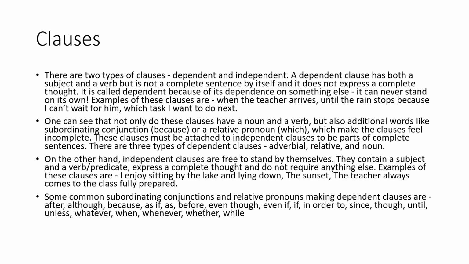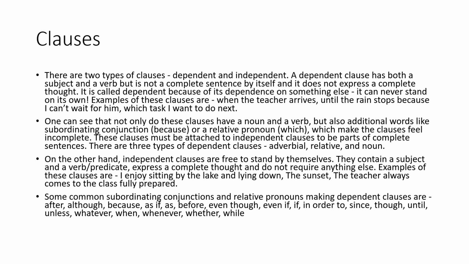Clauses: there are two types, dependent and independent clauses. A dependent clause has both a subject and a verb, but is not a complete sentence by itself and does not express a complete thought. It is called dependent because of its dependence on something else. It can never stand on its own. That's why it's called a dependent clause. Examples of these clauses are: when the teacher arrives, until the rain stops, because I can't wait for him, which task I want to do next. One can see that not only do these clauses have a noun and a verb, but also additional words like a subordinating conjunction, that is, because, or a relative pronoun, which make the clauses feel incomplete. So these clauses must be attached to independent clauses to be part of complete sentences.